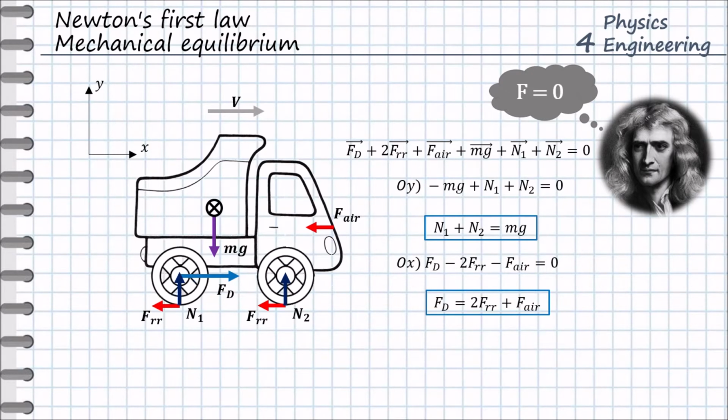If we have a vehicle moving with the constant velocity, then our gravity force is equal to the reaction forces acting on the tire wheels, and our driving force is equal to the rolling resistance acting on the tire wheels plus the air resistance acting on the cabin of the car.